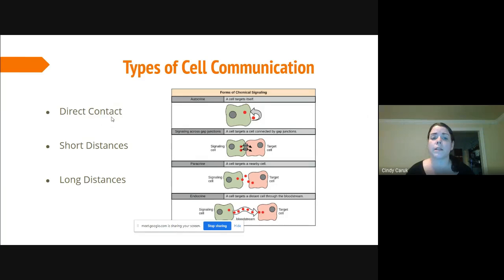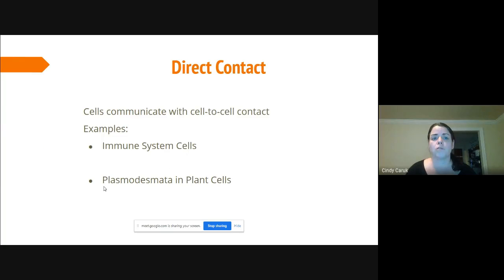We looked at direct contact, and the example that we used there was the immune system. We looked at short distances. The example that we used for short distances was a little bit in the immune system, but we also looked at short distances with synaptic signals in the nervous system, and then long distances, which we looked at with the endocrine system. So direct contact, these are cells communicating with cell-to-cell contact. The examples in organisms that we're going to use are the human immune system, in animals, and then plasmodesmata in plant cells.